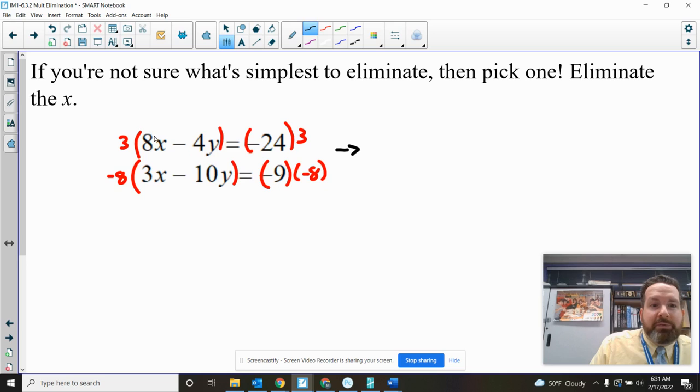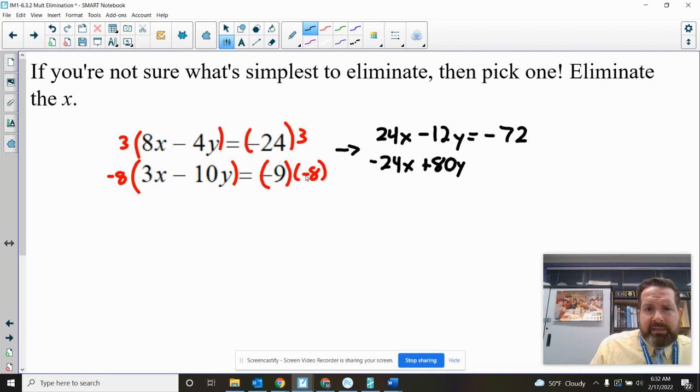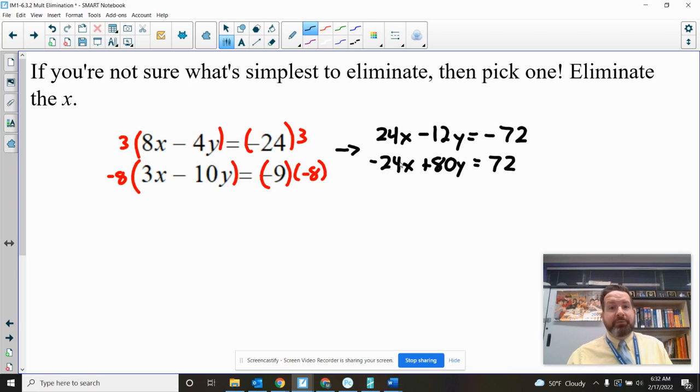That's going to give me, so 3 times 8, that's 24x's on the top, 3 times -4 minus 12y's, and then -24 times 3 is -72. On the bottom, -8 times 3x is -24x. -8 times -10y would be plus 80y's. And then -9 times -8 is positive 72. And just like that, I've created my pair of opposites. So again, the way I did that, I just multiplied by this number down here and this number up here, making sure that I adjusted my signs to get a pair of opposites going on.